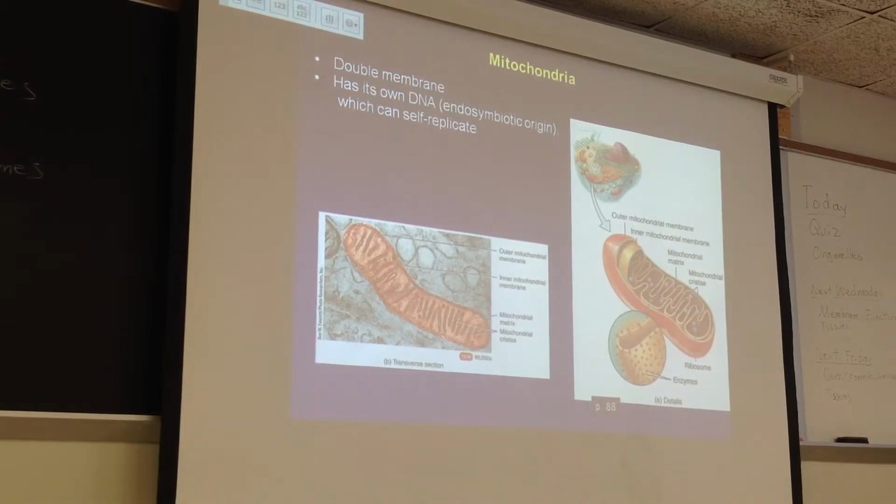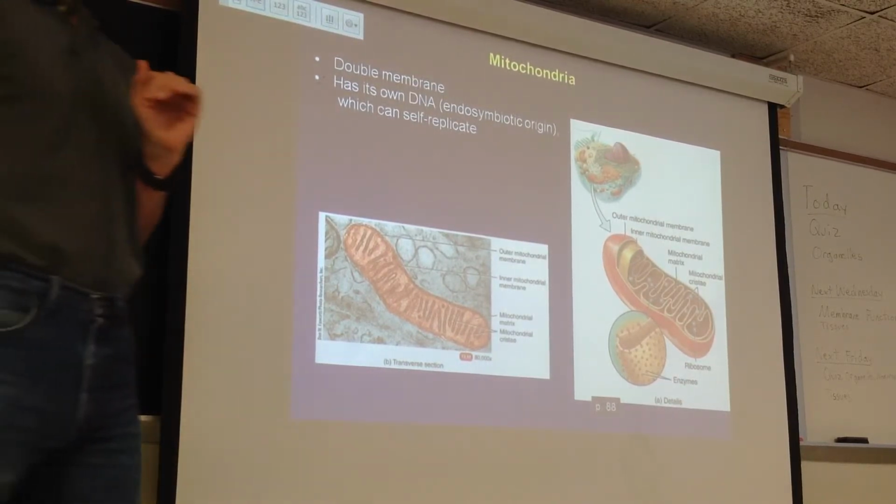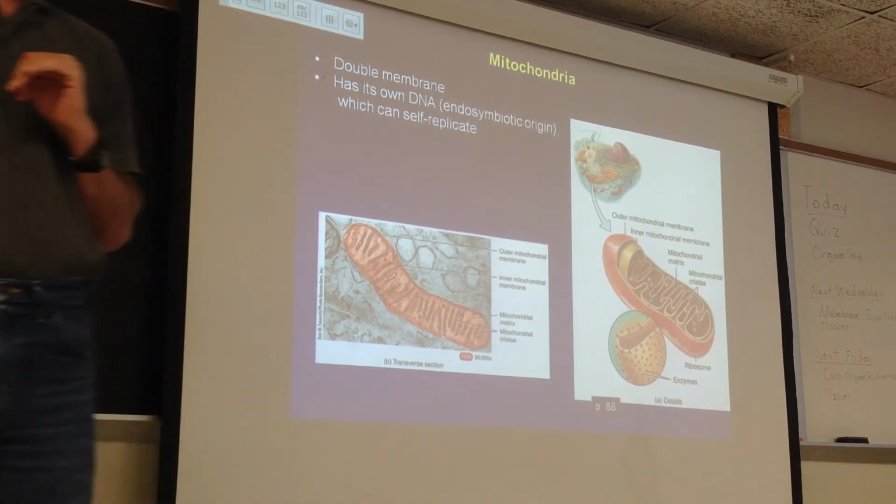Mitochondria have a double membrane, and they have their own DNA, again, probably from that endosymbiotic origin. They can self-replicate. Major function of mitochondria is? ATP. Yes, this is a place where ATP is produced. Not the sole place where ATP is produced, but most of the ATP production occurs in mitochondria.